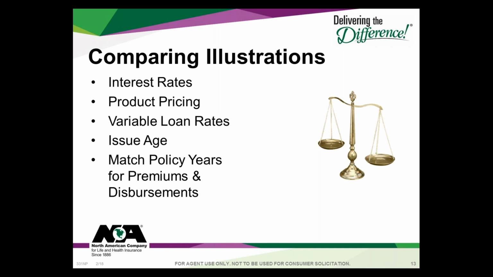And the most we can illustrate is 1% positive arbitrage, even though in real life they could get significantly more or less than that. So you want that variable loan rate to be as close to that 1% as you can. So if I'm illustrating an index life illustration at 7%, the most compelling illustration with the best income stream is going to be a variable loan at 6%, not 4%.